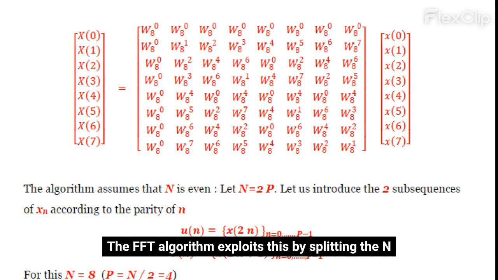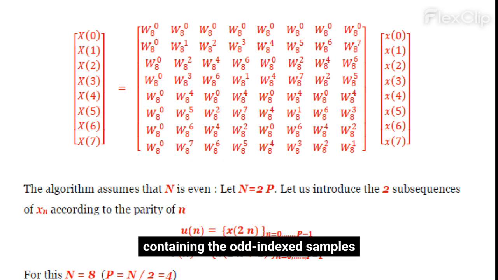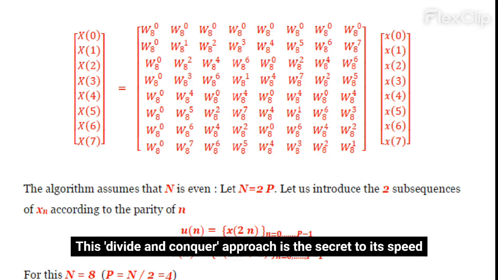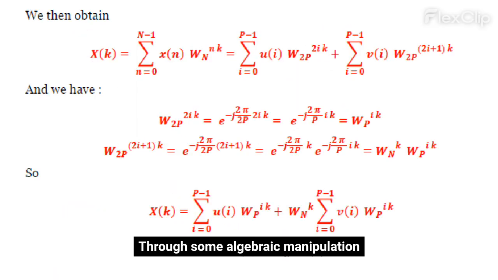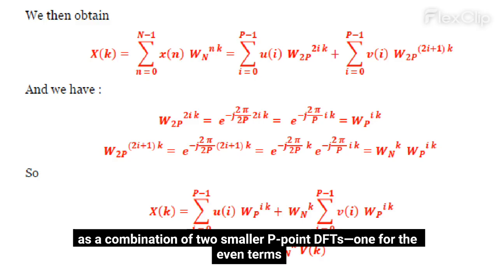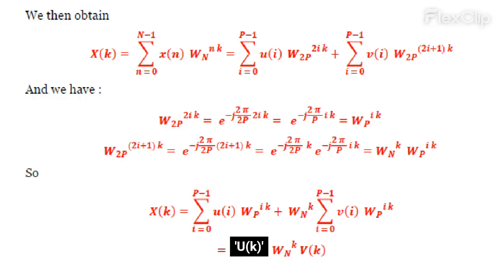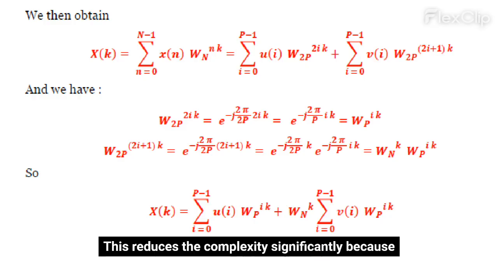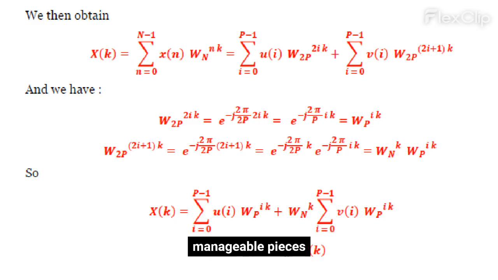The FFT algorithm exploits this by splitting the N-point sequence into two smaller sequences, one containing the even index samples and one containing the odd index samples. This divide and conquer approach is the secret to its speed. Through some algebraic manipulation, we can show that an N-point DFT can be expressed as a combination of two smaller N/2-point DFTs, one for the even terms, U_k, and one for the odd terms, V_k. This reduces the complexity significantly because we're breaking a large problem into smaller, manageable pieces.